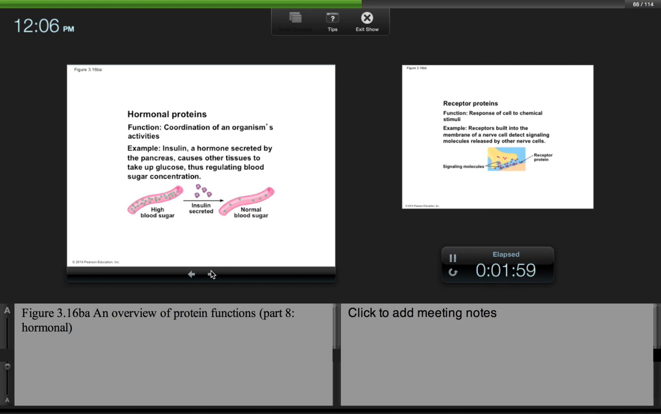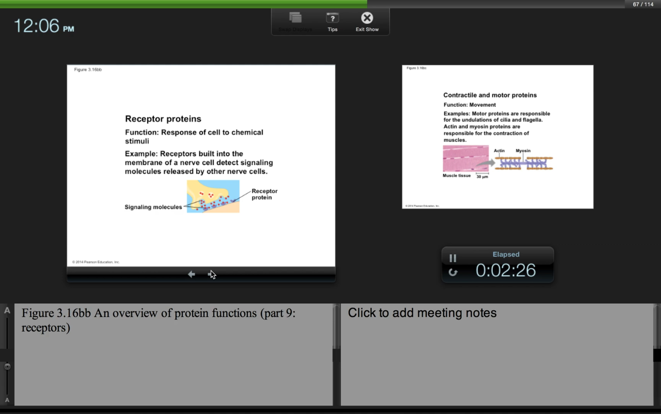You have hormonal proteins. Function is to coordinate an organism's activities. For example, insulin is a hormone secreted by the pancreas, causes other tissues to take up glucose, thus regulating blood sugar concentration. The opposite of that would be glucagon. Those are antagonistic hormones. Antagonistic meaning they have opposite functions.